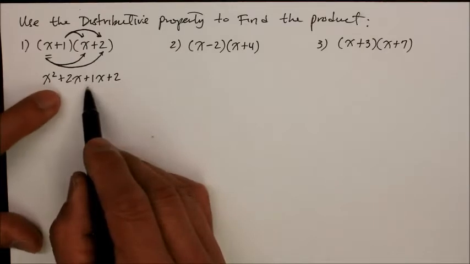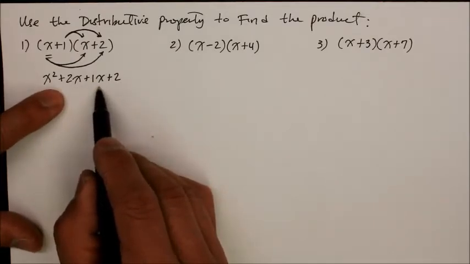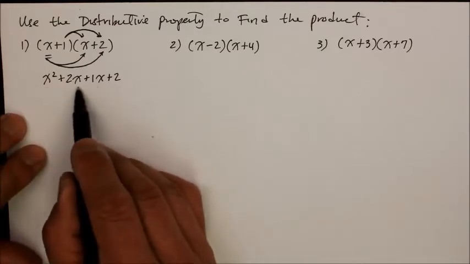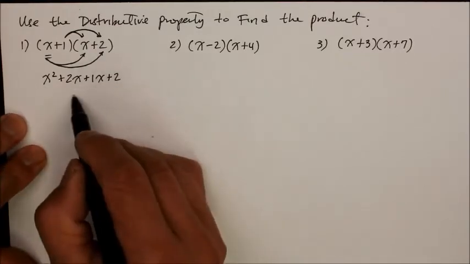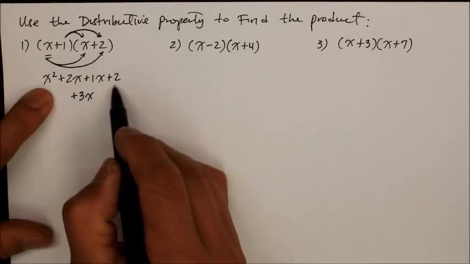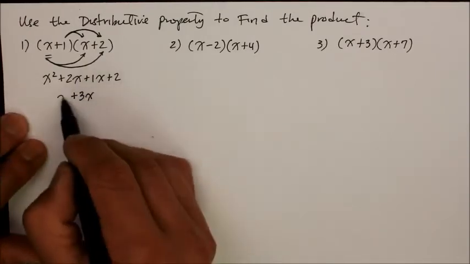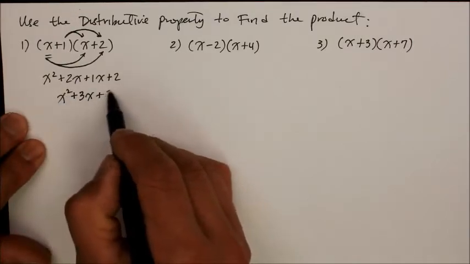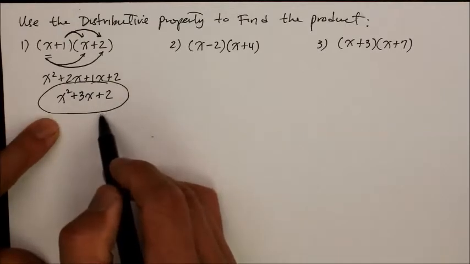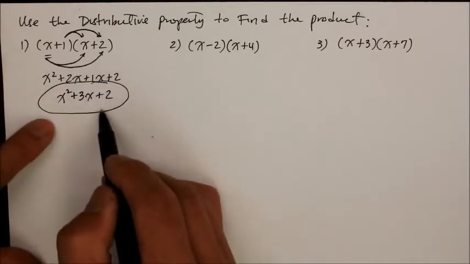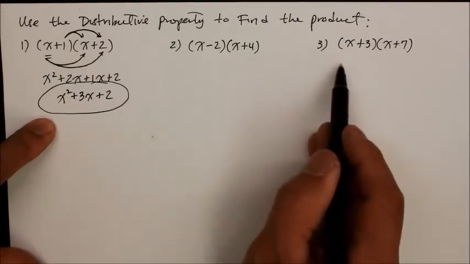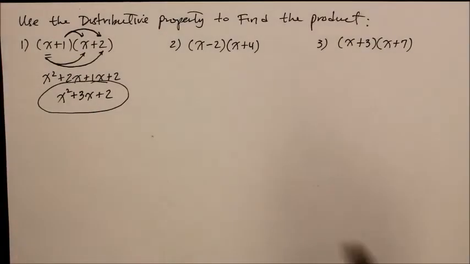And anytime you apply the distributive property, many times you'll end up combining the like terms in the middle. In this case, 2x and 1x, since they're both positive, add up to 3x. And since the first and the last term we haven't done anything to, we just put them down, and we end up with a 3-term polynomial. That's called the distributive property. Why don't you try numbers 2 and 3 on your own?